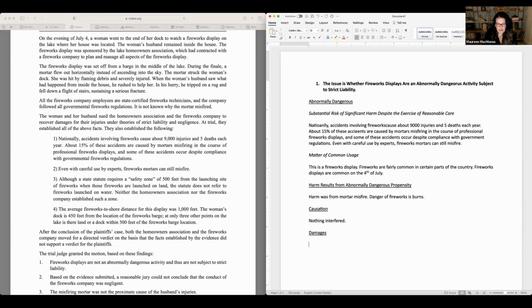She was struck. And so I'm using the specific facts here and I put them in quotes. Woman was severely injured. So that's it. So I put my facts in there, right? And then you would do this for each of the issues. You just put the facts in there.